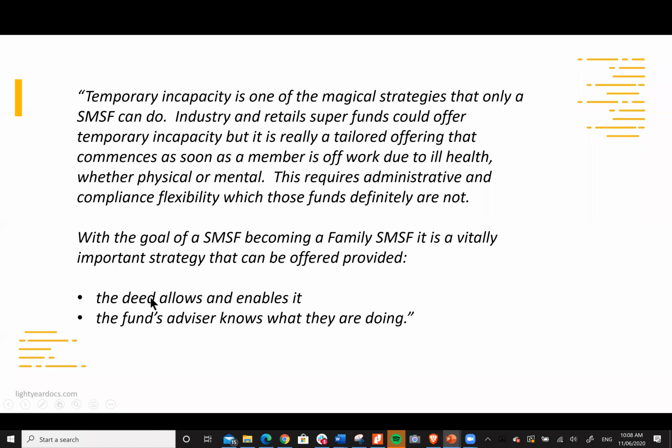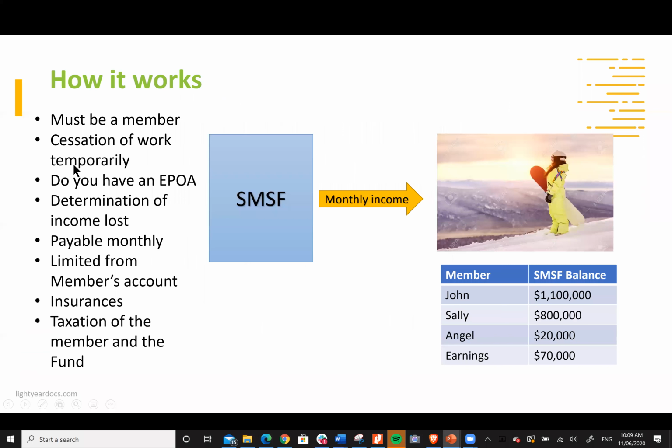So for temporary incapacity, we've got to make sure that the deed allows and enables it. The law is the law, so it's quite set in its ways, and we're going to have a look at that. And more importantly, the advisor knows what they're doing. So after you've been through the session, you're going to be able to say to a client, I can offer a temporary incapacity, but up until this point in time, you may not have even been aware of it. So how does it work?